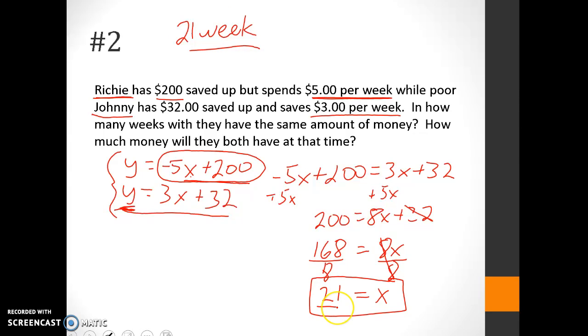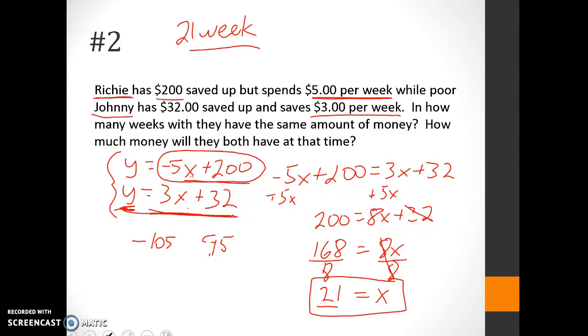Well, if I plug 21 in for both of these equations, I should get the same answer back out. So let's start with the top equation. Negative 5 times 21 would be negative 105. And negative 105 plus 200 is $95. So I believe that y is 95. Let's use the other equation and see if we get the same answer.